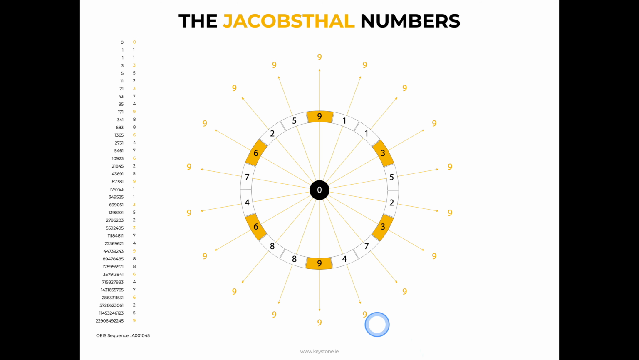There is another sequence called the Jacobsthal numbers. Here's the sequence number if you wish to research it, and here we have the root numbers with the golden numbers isolated. You will notice that everything adds up to 9 again. What's different about this wheel is there are 2 inner numbers, not 3.